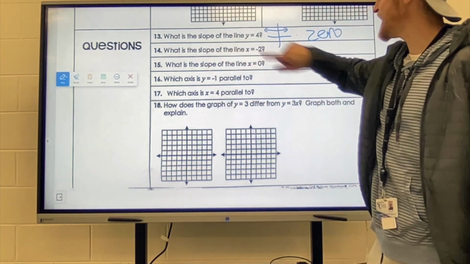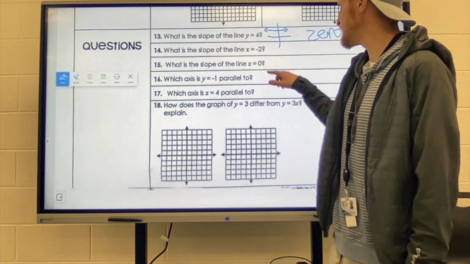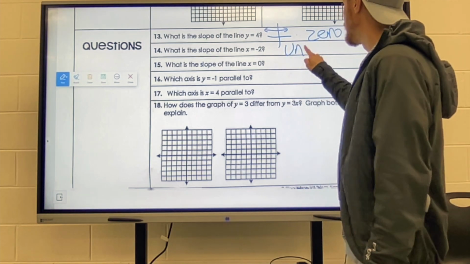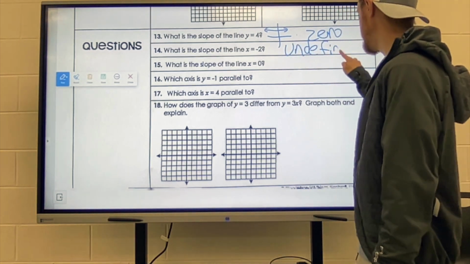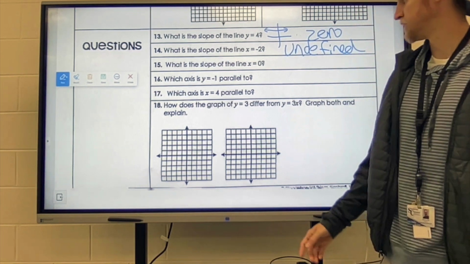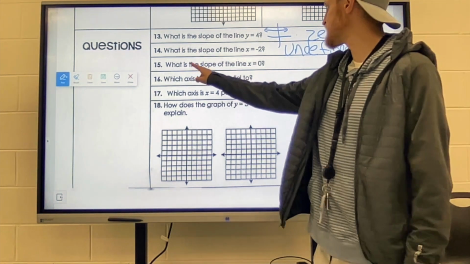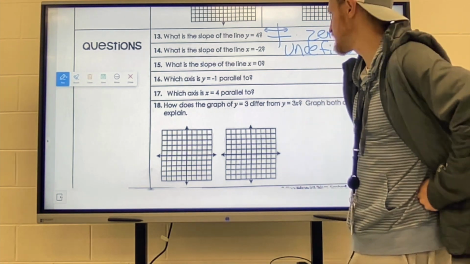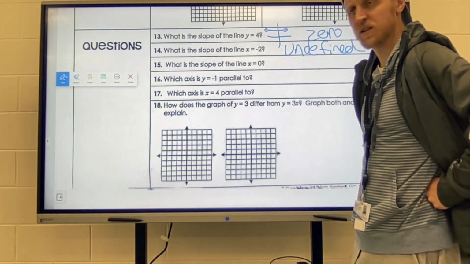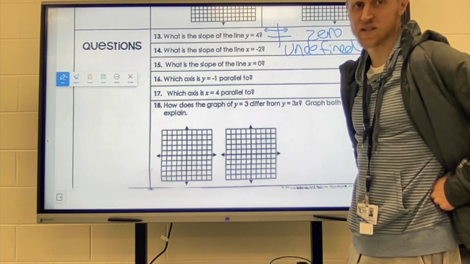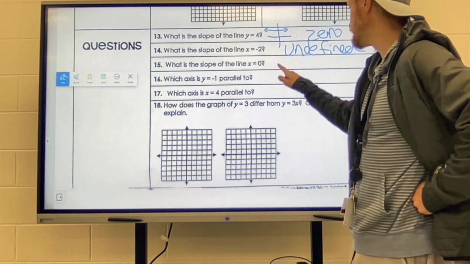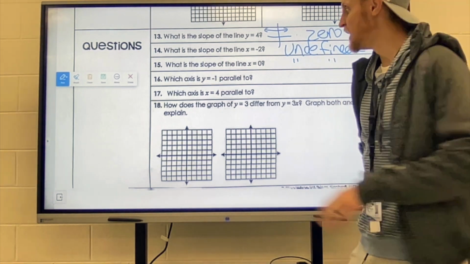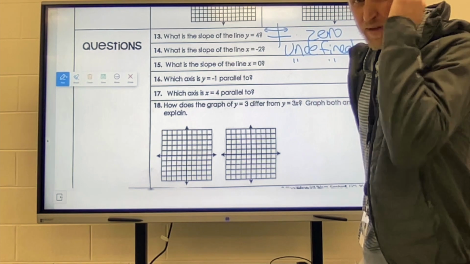The slope of the line x equals -2, well, that's going to be the vertical line. Vertical lines have a slope that is undefined because they're bad. Yes, they are. What is the slope of the line x equals 0? Does it change since it's a 0 instead of a -2, like the one above it? Well, no, it doesn't. Still a vertical line, and it's bad. So, undefined. Haha.